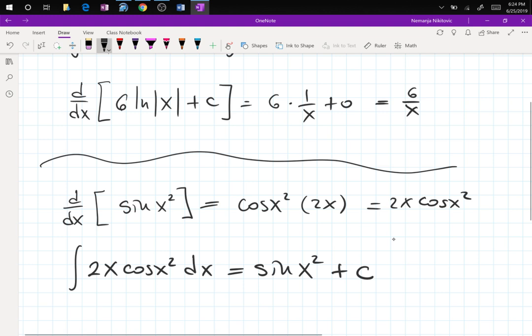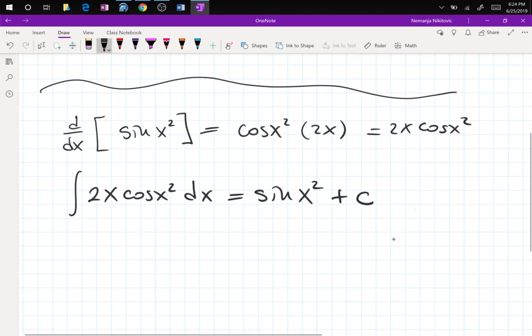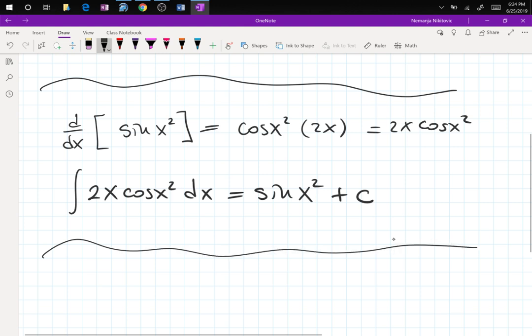So now we would like to learn the method of U substitution so that we can use it in about 17,000 problems that are coming up in Calc 2 and Calc 3.